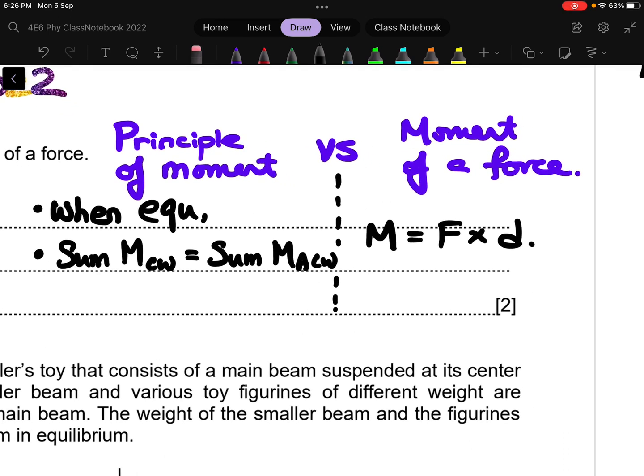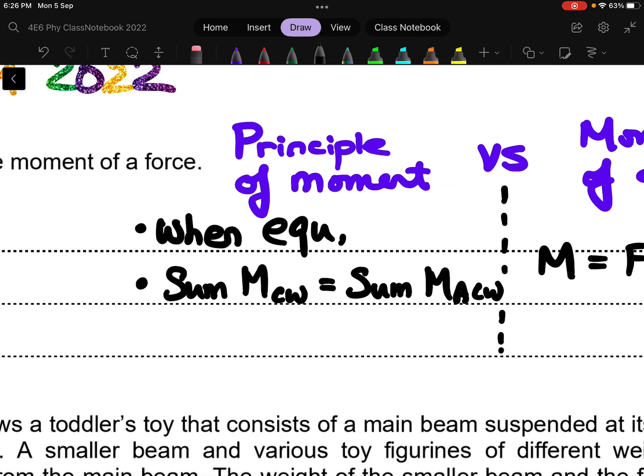And there's always this confusion. There are two definitions in the chapter of moment. One is for the principle of moment, and one is for defining the moment of a force. The definition of the principle of moment, we test it many times. Basically, the principle of moment is just a fanciful way of telling you that when an object is in equilibrium, the sum of clockwise moments and the sum of anti-clockwise moments about the same pivot are going to be the same. So that is the principle of moment.